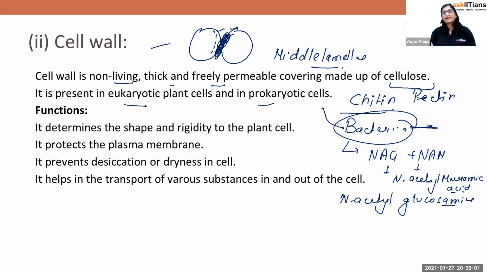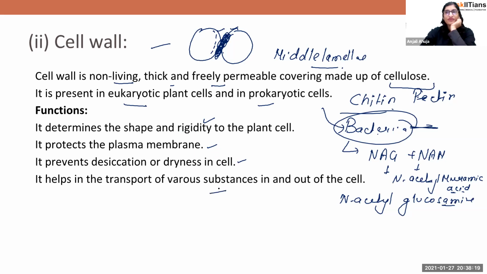I have given you the example of bacteria, where NAG and NAM are present. Is that clear? Actually, plants also have a little pectin. I'm going to show you in the diagram. The cell wall determines the shape and rigidity of the plant cell. It protects the plasma membrane. It prevents desiccation, meaning dryness of the cell. It helps the transport of various substances in and out of the cell.